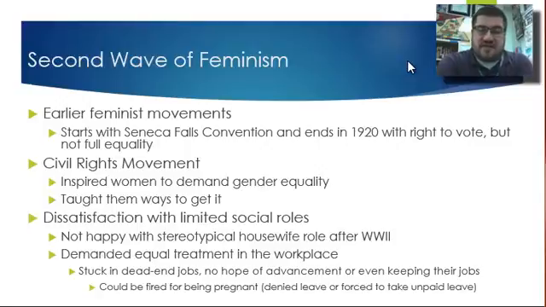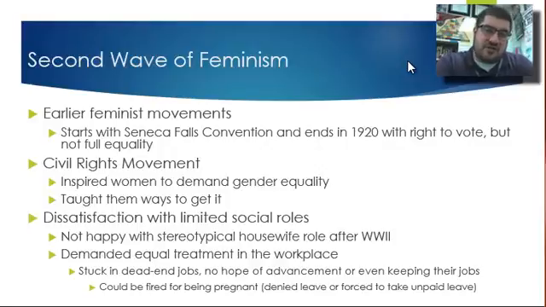Now, what are the roots of this? It's that women are dissatisfied with their limited social roles. They got a taste of working and making a living for themselves in World War II, but when the men came back from war, they were the ones that had to go back home and play housewife. At least a lot of them did. So they are not happy with their stereotypical housewife role after World War II.